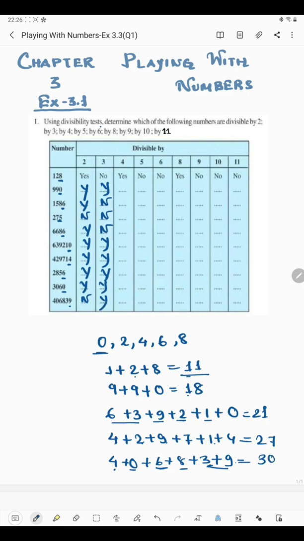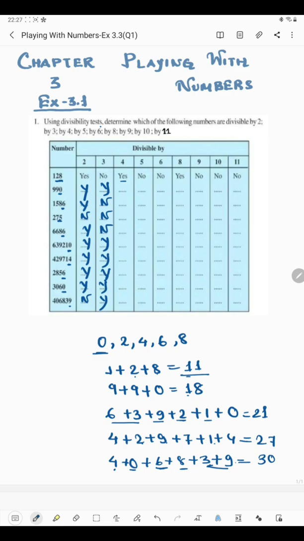Okay. Now next we have divisibility by 4. Now divisibility by 4 is if the last two digits come in 4's table, right? Now here we have 28, 28 comes in 4's table, so we can write yes, which is given.